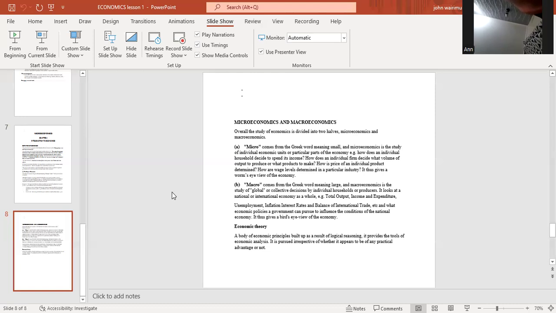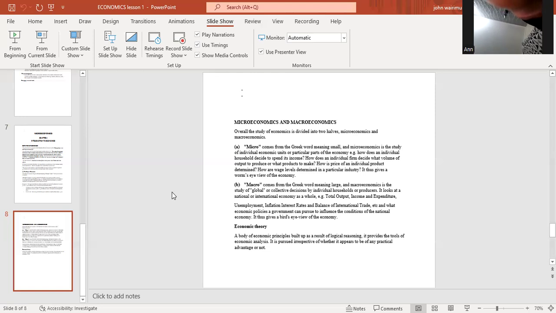This is the economics of an individual, and macro. Macro means bigger, larger. Micro means smaller. So microeconomics is a branch of major economics. We are saying the study of economics is divided into two halves, that is micro and macroeconomics. Micro comes from the Greek word meaning small, and microeconomics is the study of an individual economic unit or a particular part of the economy.